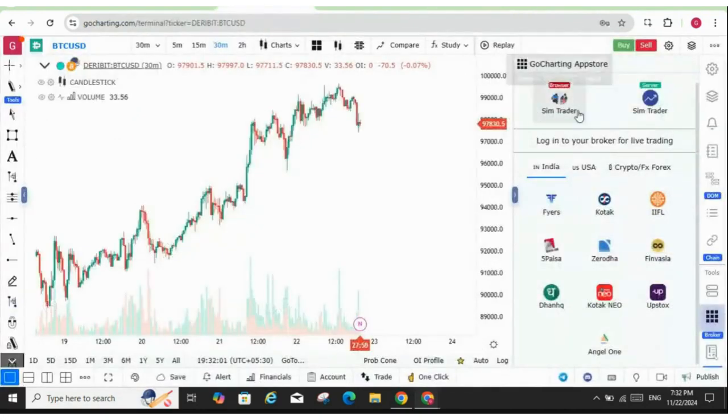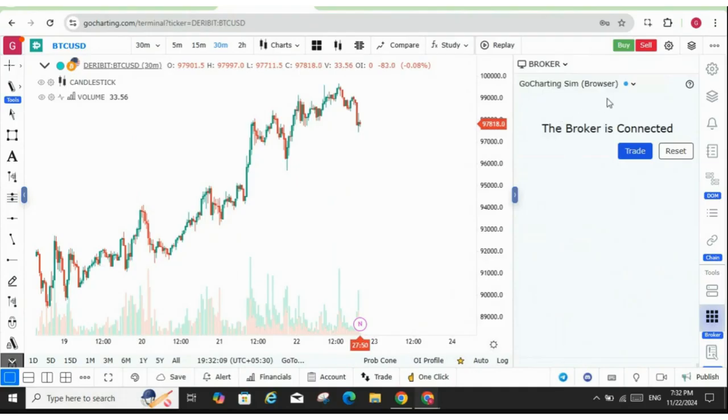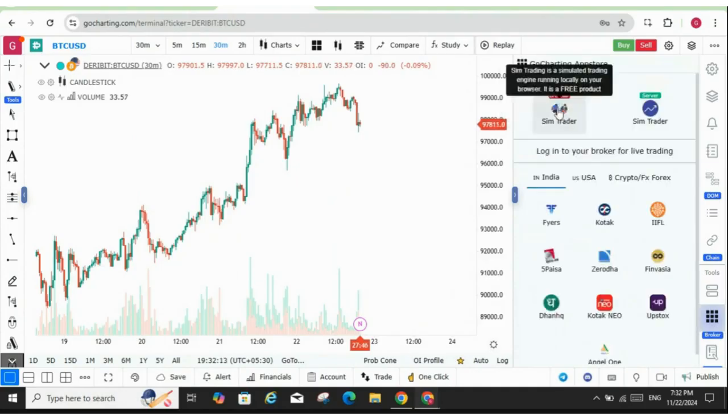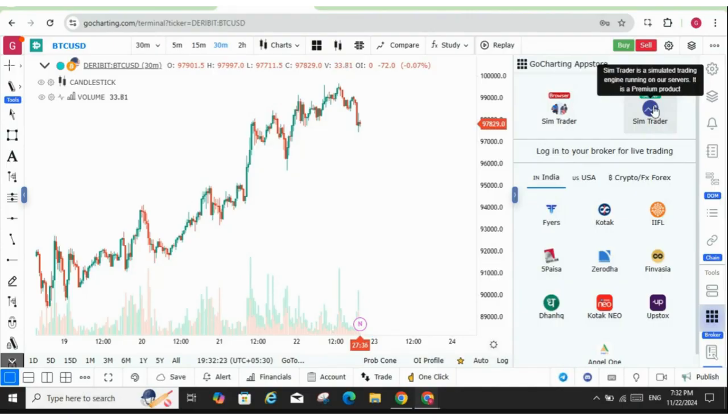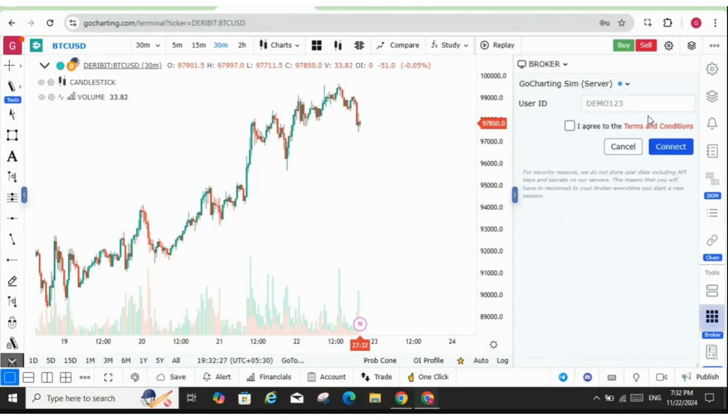Now let me try to connect with SimTrader, okay? Because right now we cannot connect with the real broker, so we'll connect with SimTrader. So this is the Sim browser, but we'll not connect with the Sim browser, we'll connect with the SimTrader server. Why server? Because on the server side, your position will be saved. So even if you change your laptop or device, your positions will be the same, okay?